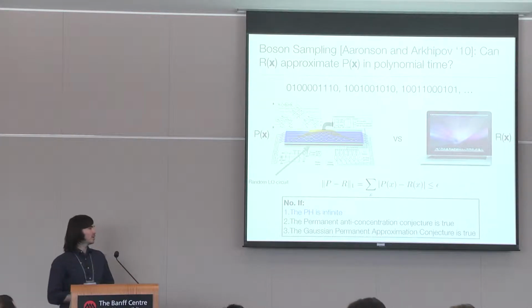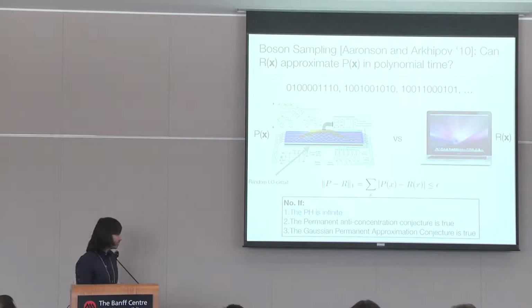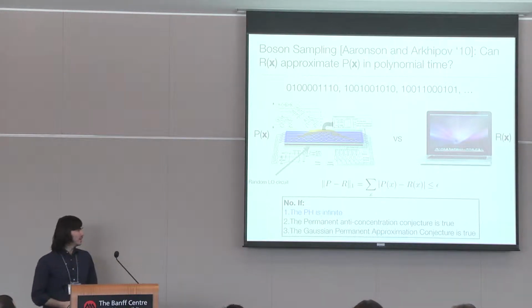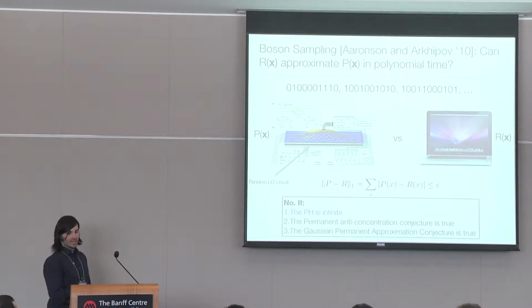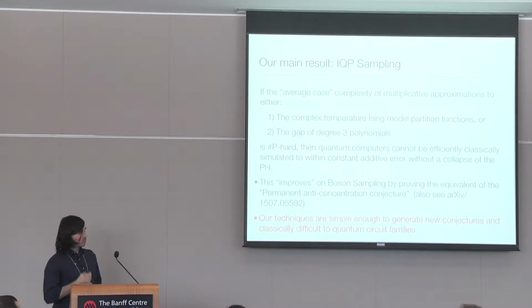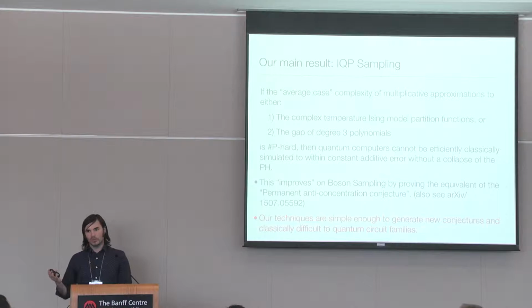But they have to make 2 other conjectures, which are actually really vital to the argument. The second is that the permanent anticoncentration conjecture is true. And the third is the Gaussian permanent approximation conjecture is also true. Okay, so what have we done? We've improved on this result in a number of ways.